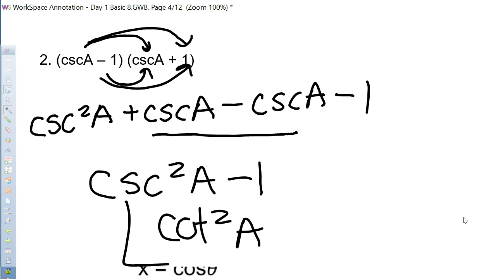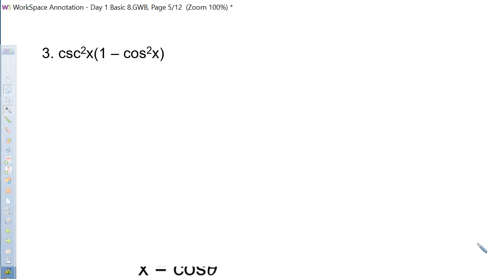Next one, number 3. Here, before I distribute, what do you notice in the parentheses? Try to save yourself some work. There's a 1 and there is a trig function that is squared. So it's probably what? A Pythagorean identity. So over here, my scratch work.